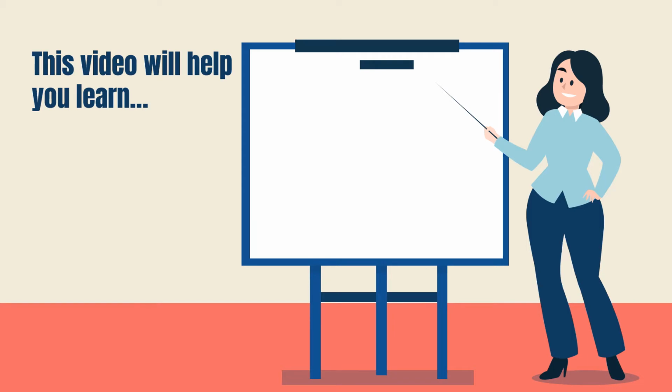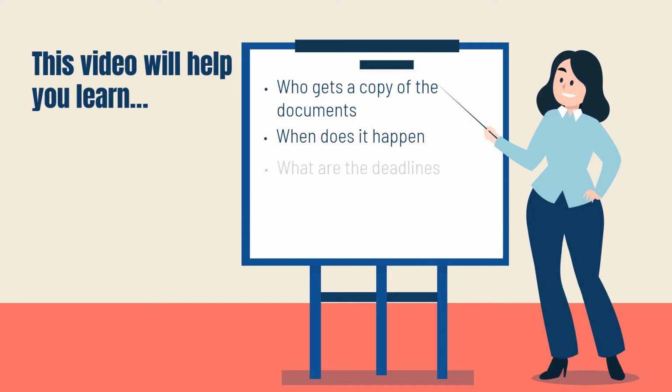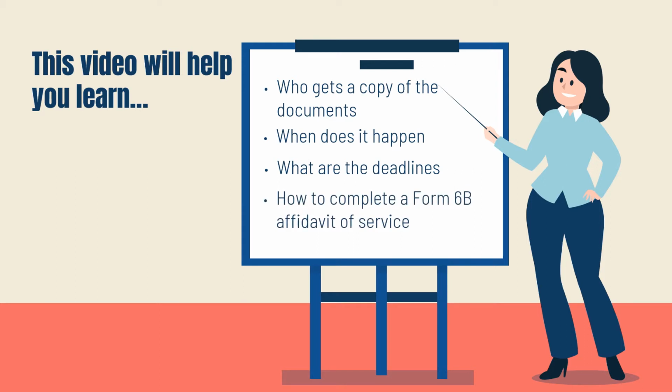After watching this video, you should be able to know who receives the served documents and under what circumstances, know where to look to find out the timelines and deadlines for serving documents, and understand what an affidavit of service is, also called Form 6B, how to complete one, and how to get a commissioner to sign it.